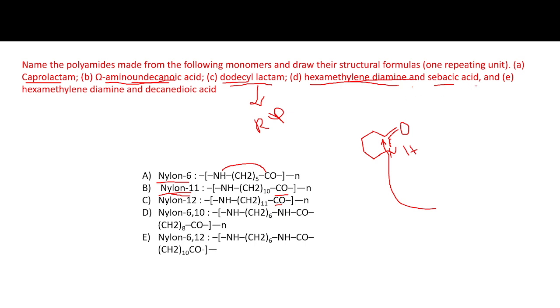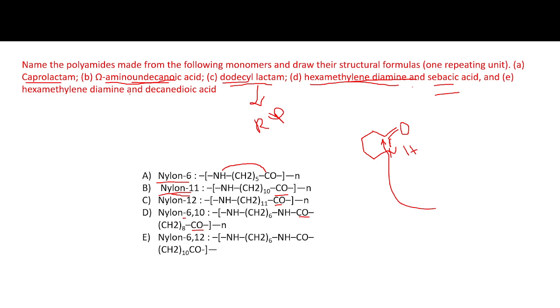One is an amine and one is an acid, and we are making the amide bond. Hexamethylene diamine has 6 CH2 groups, so for this reason we call it nylon 6. And sebacic acid, you know, has 10 carbon units: the two COOH, this one and this one, and in the middle there will be 8, so the total is 10 carbon units. This is an example of nylon 6,10.